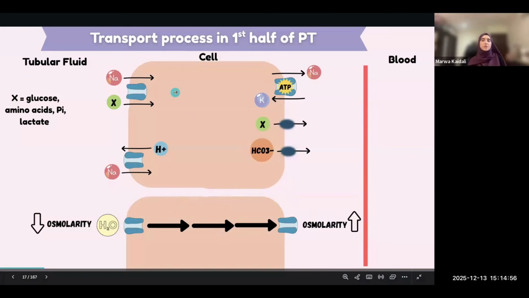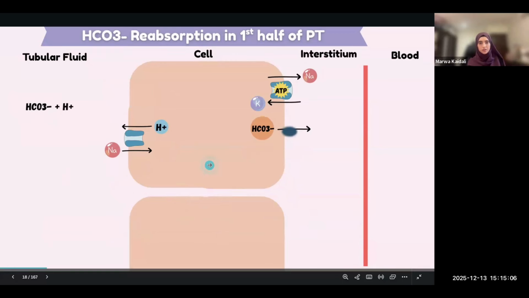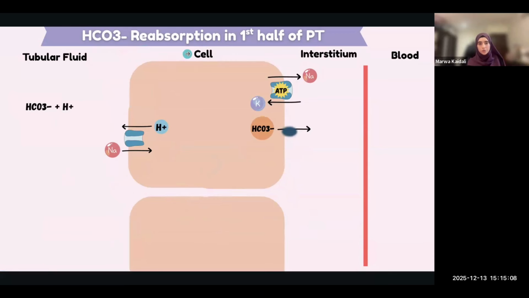So again, in the first half of the proximal tubule, we have the sodium organic solute symporter, we have the H+ sodium antiporter, which we will see in a minute, and then we also have water reabsorption. Next, let's look into the bicarbonate reabsorption that I talked about earlier. So we said that we had this H+ sodium antiporter. Now, what is this going to do? Basically, it's going to bring the H+ outside of the cell, into the tubular fluid.